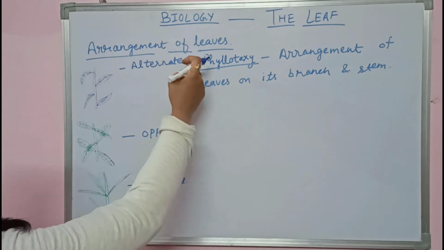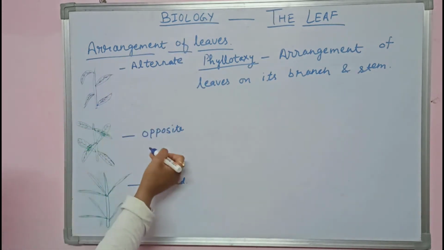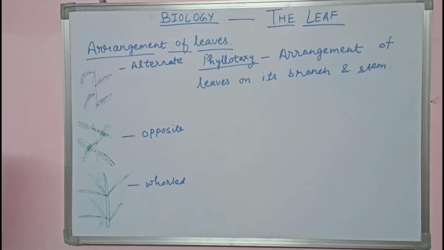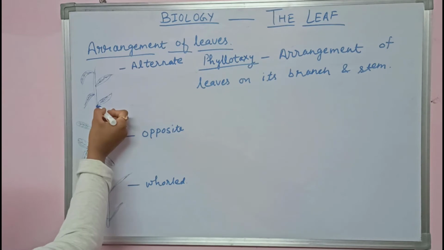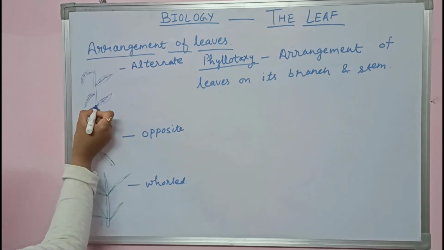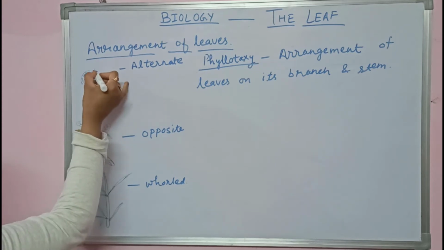Now there are three types of arrangement of leaves on its branch and stem. It is alternate type, opposite type and whorl type. In alternate type, what happens? In alternate type, there is only one leaf arising at one node. Here is one node, then successive nodes, then third and fourth, like this.